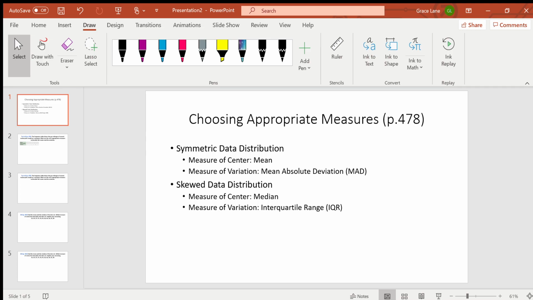Okay, today we are going to be talking about how to choose the appropriate measure.